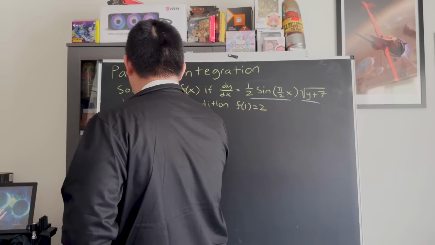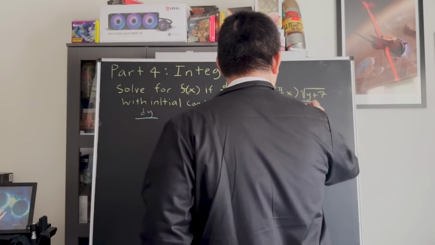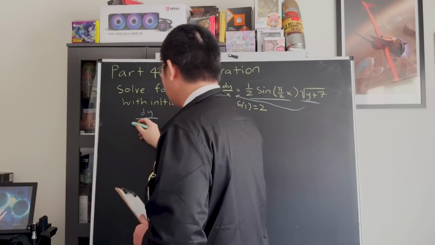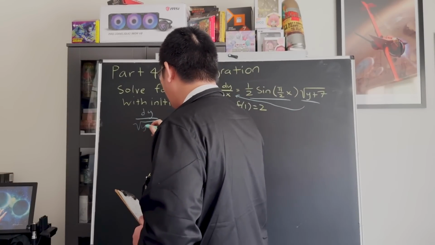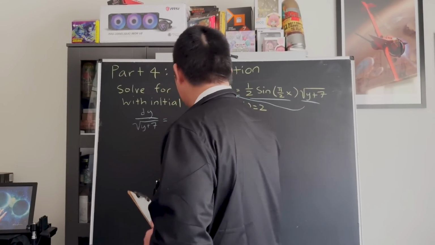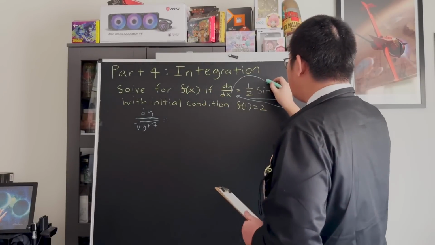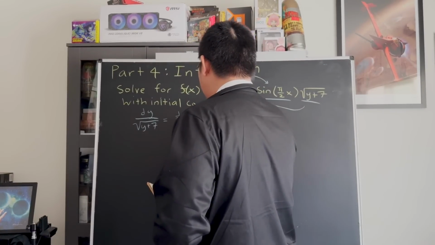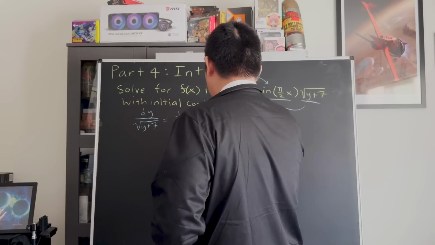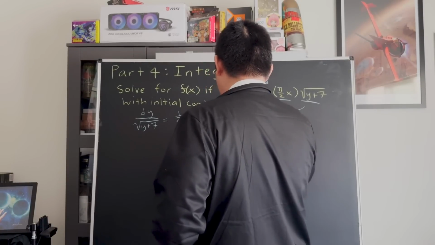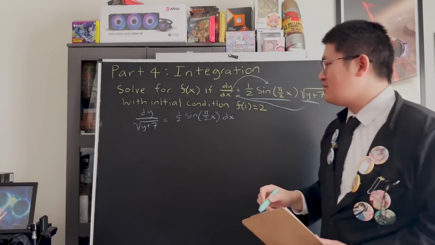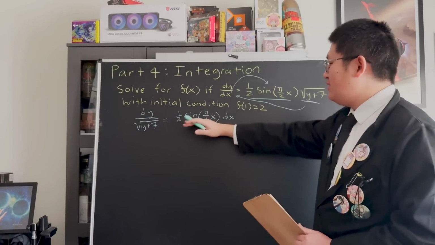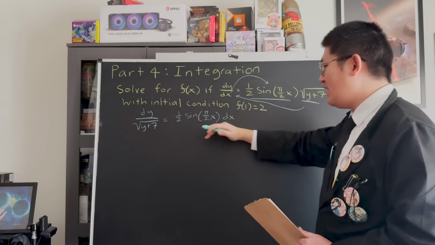If we have dy, now instead if we swapped over that y plus 7 in the square root into the denominator by division, this is going to be dy over the square root of y plus 7. Then by multiplying the dx to the other side, we can get it set up with 1/2 times the sine of pi over 2 times x, all that multiplied by dx.